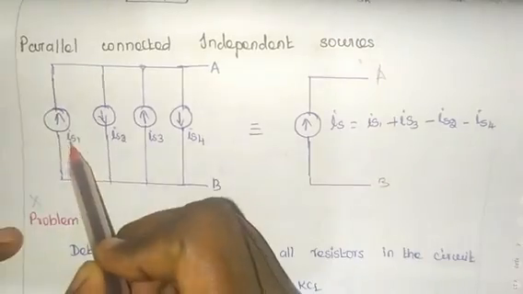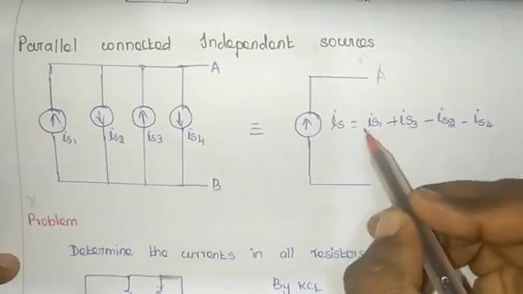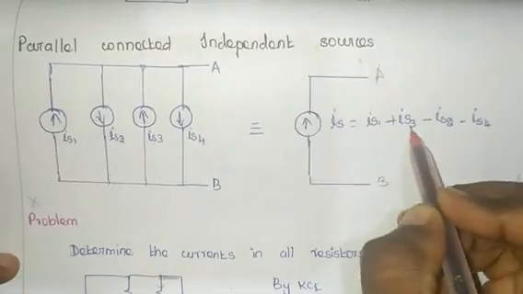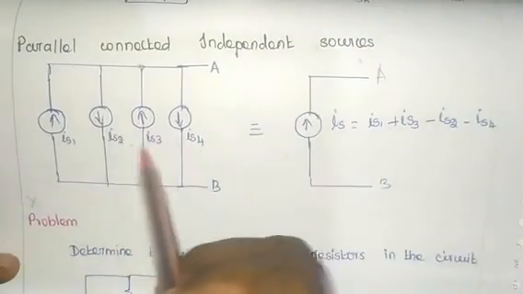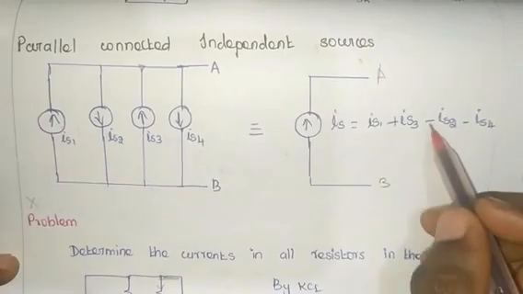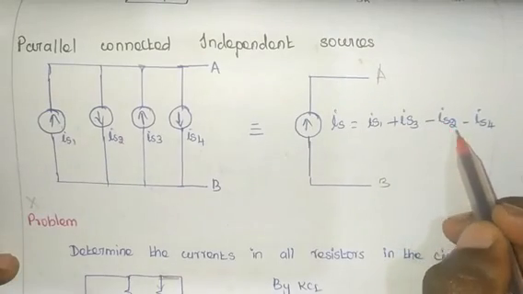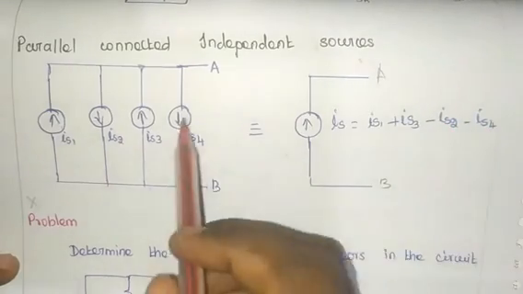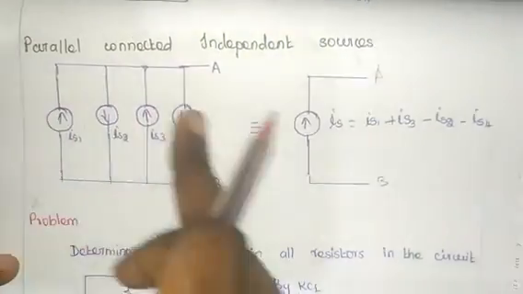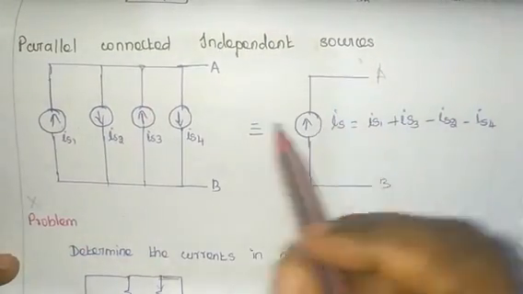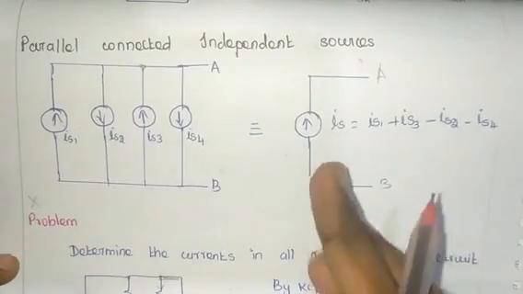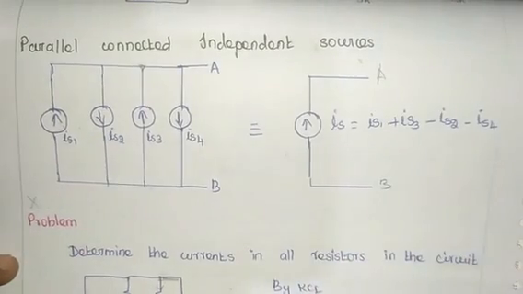The entering currents take the positive value and the leaving currents take the negative value. Entering currents IS1 and IS3 take positive values, IS1 plus IS3, and leaving currents IS2 and IS4 take negative values, minus IS2 minus IS4. We can group all these 4 current sources into a single current source and replace this network by a single element like this.